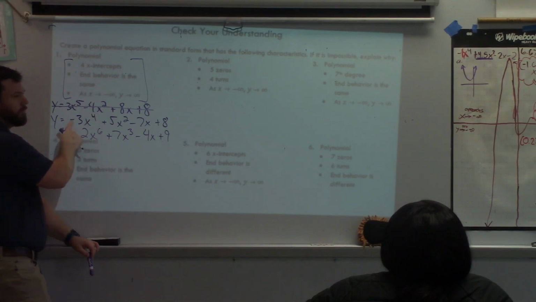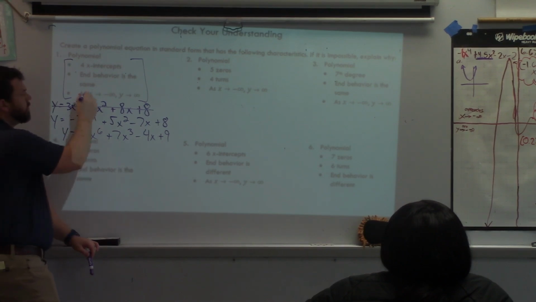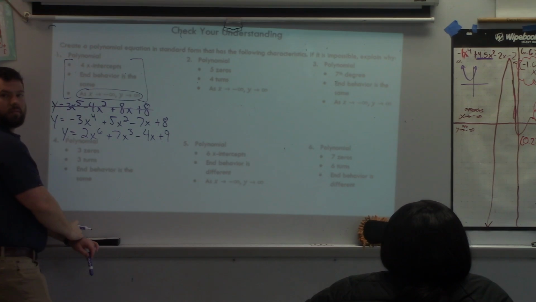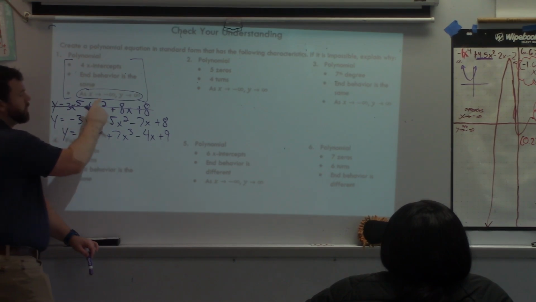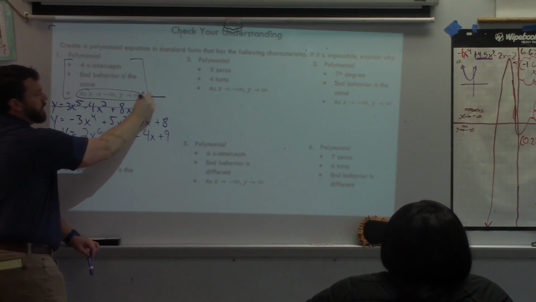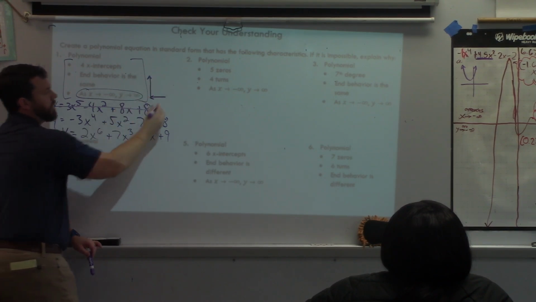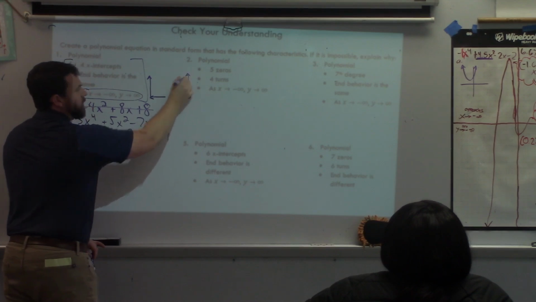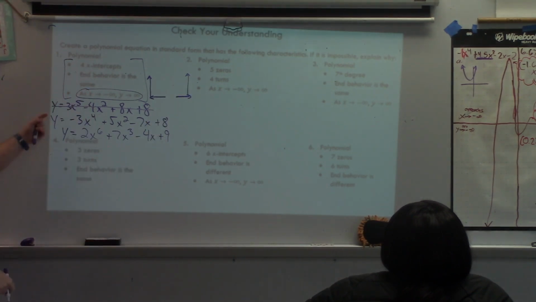This one? Okay. Let me ask you this. What does this last characteristic tell us? It has to be positive. Why does it have to be the bottom one? As x goes to negative infinity, y is going to positive infinity, so it's going up, and if the end behavior is the same, it's got to look like this. So which of those 2 could it be?